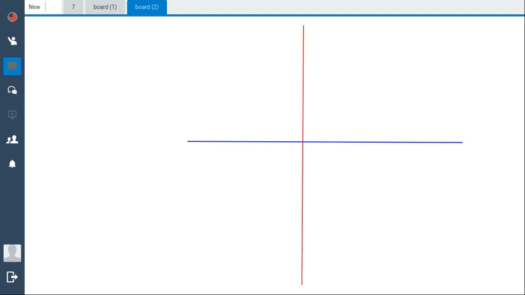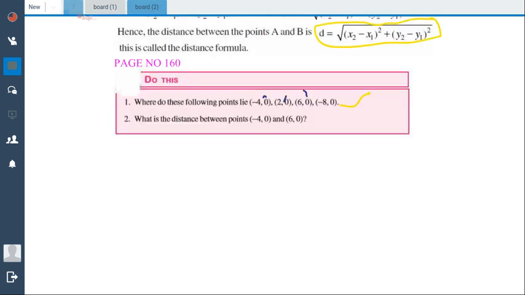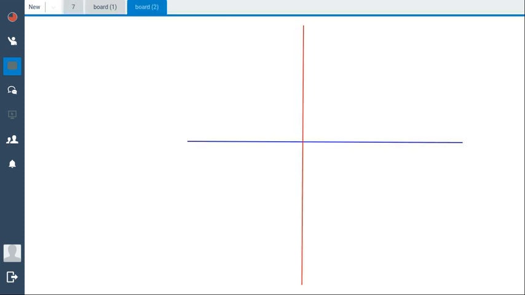Okay. Next, locating the points. What is the first point here? The first point is (-4, 0). It is on the negative x-axis.